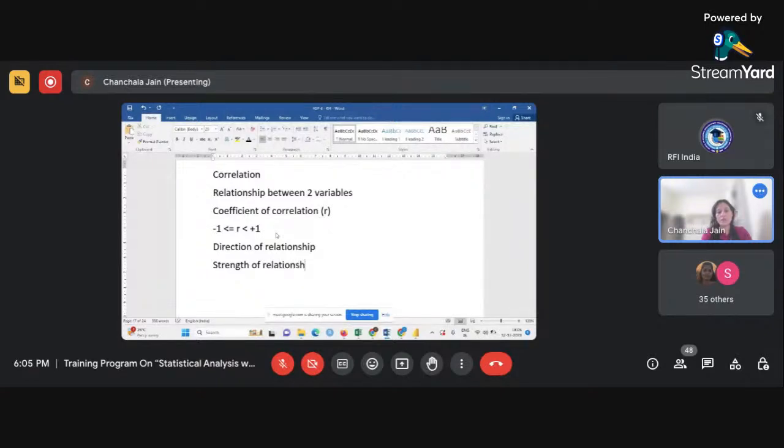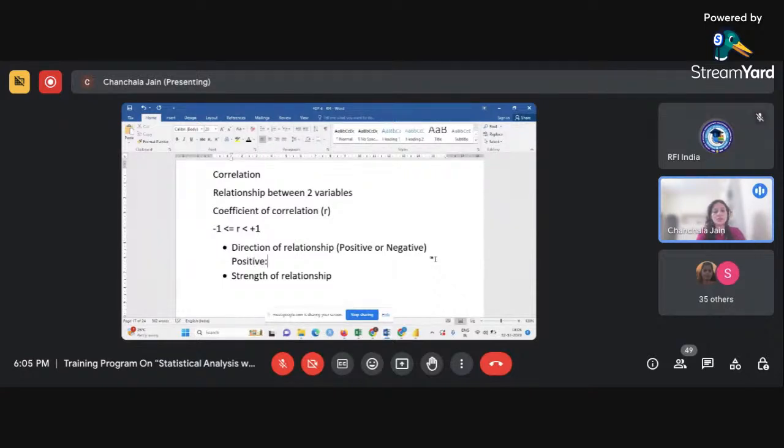So with the help of correlation, we can understand two things. The first one is the direction and the second one is the strength, right? Direction means whether the variables are going in the same direction or different direction. That means the variables are positively related or negatively related. This is the direction. So it can be positive or negative. So when I talk about direction, I can say the correlation can be positive or the correlation can be negative.